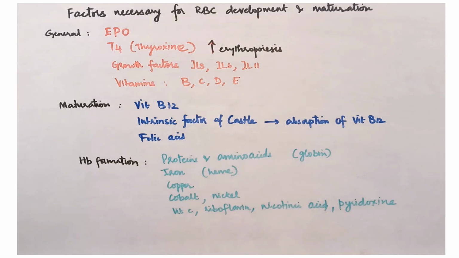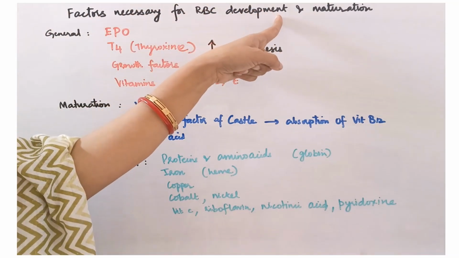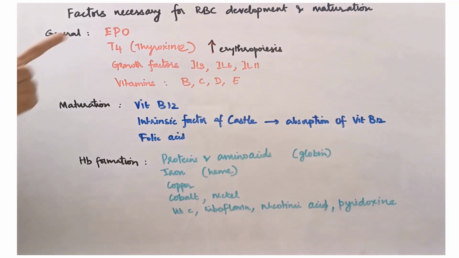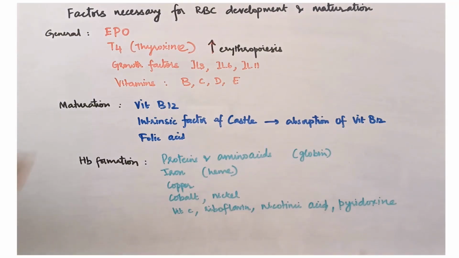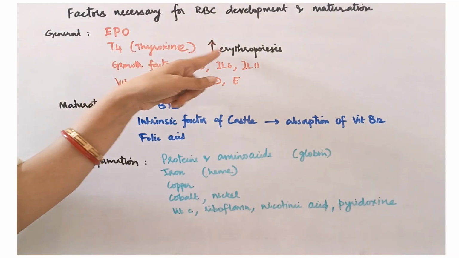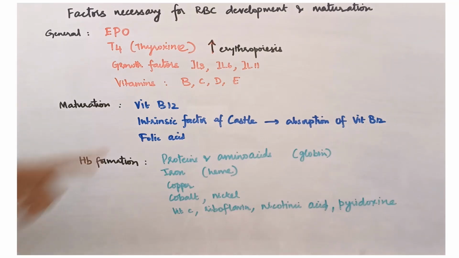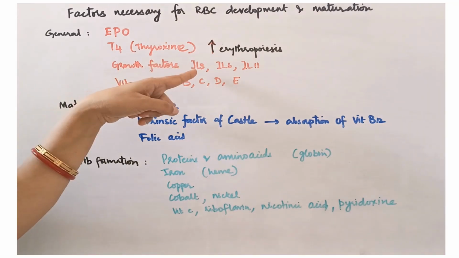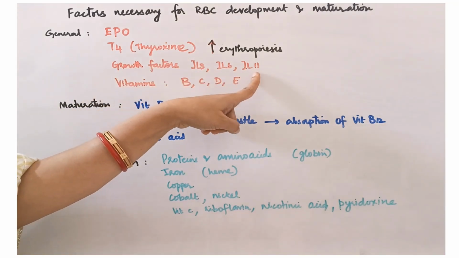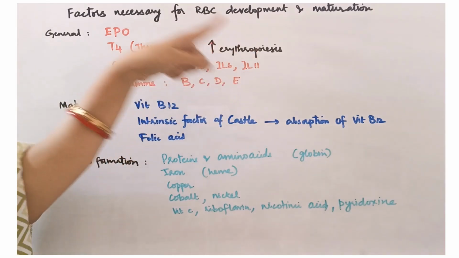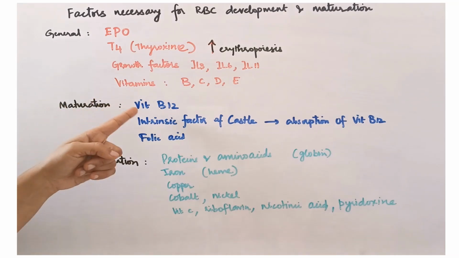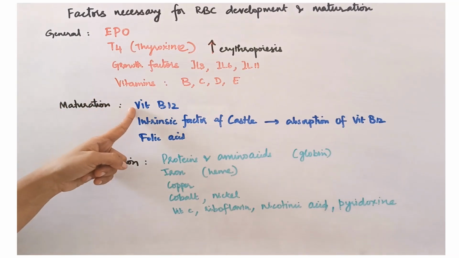So apart from erythropoietin, there are other factors which are necessary for development and maturation of RBC. A quick look at them. The general factor, as I told you before, is erythropoietin. Then you have thyroxine, the T4. This hormone accelerates the process of erythropoiesis. Hematopoietic growth factors like interleukin 3, interleukin 6 and interleukin 11, and vitamins like vitamin B, C, D and E. For maturation, you require vitamin B12, which is essential for synthesis of DNA in RBC.